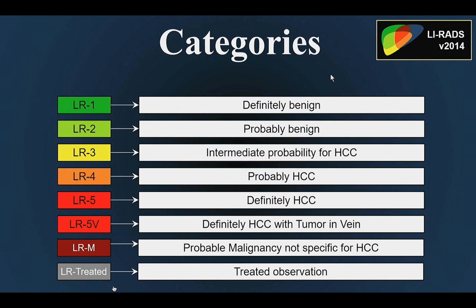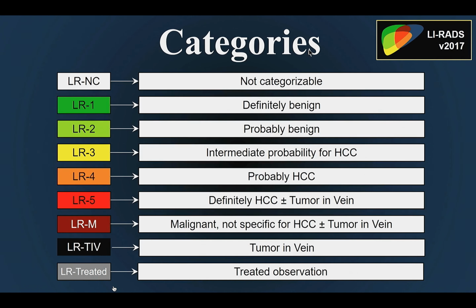So these are the categories that were part of what is now known as CT/MRI LI-RADS in version 2014. So we had LI-RADS 1, definitely benign, that progressed to things that had increasing degree of concern for malignancy, up to LI-RADS 5, which was definitely HCC, LI-RADS 5V, an HCC associated with tumor in vein, or LR-M, which was mentioned earlier, which is a probable malignancy but not specific for HCC. And then we had this kind of wastebasket area, knowing that this algorithm was going to be fleshed out in the subsequent version.